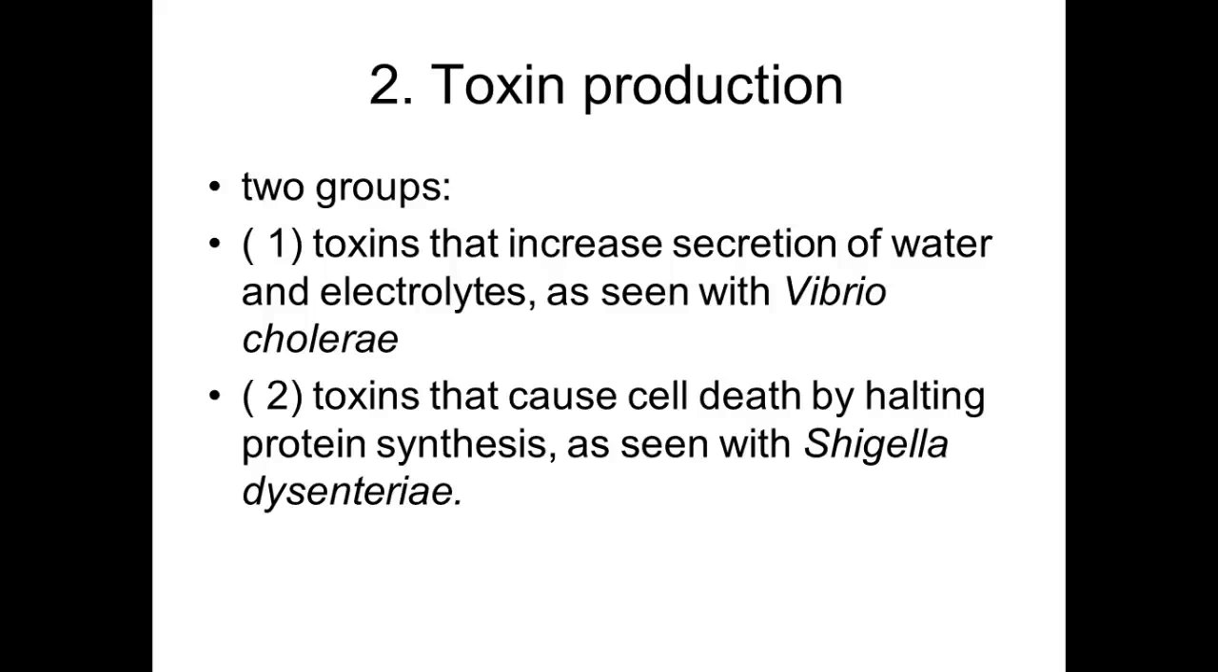Toxins that cause cell death by halting protein synthesis, as seen with Shigella dysenteriae. So this is a very serious form of Shigella infection, where they're actually causing destruction, and hence the name dysentery, because you now end up with bloody diarrhea because of the destruction of the cells of the intestines.